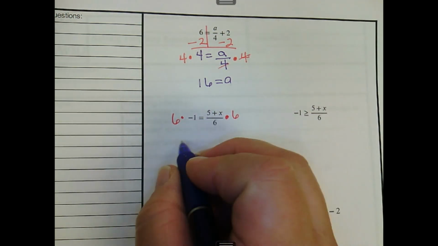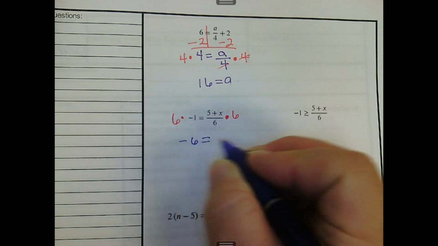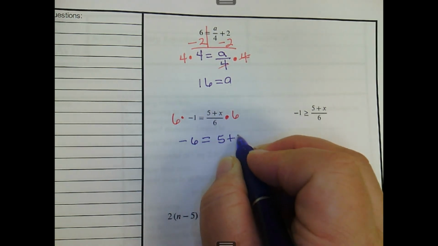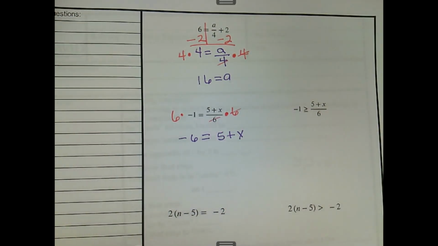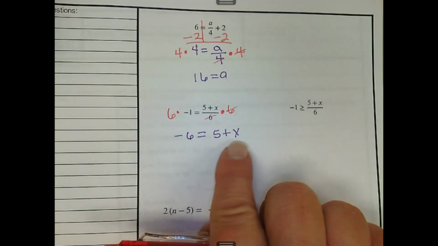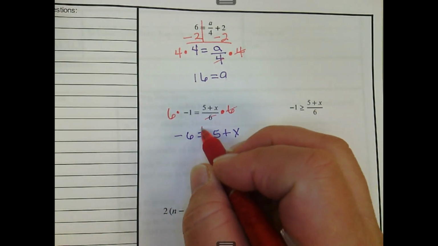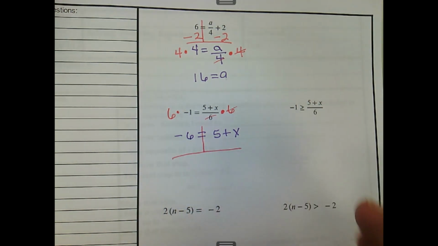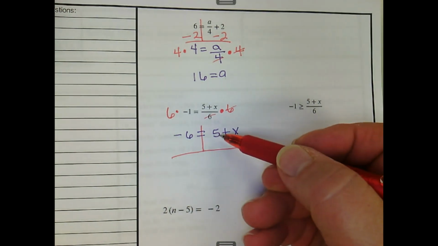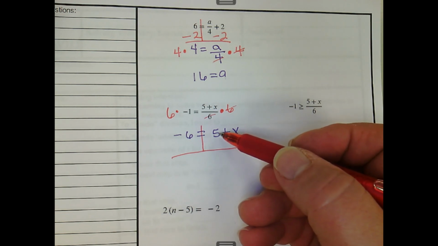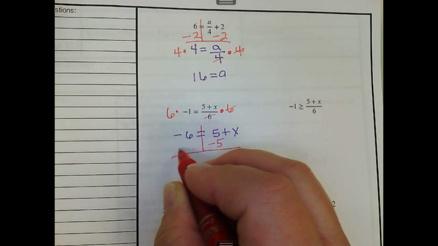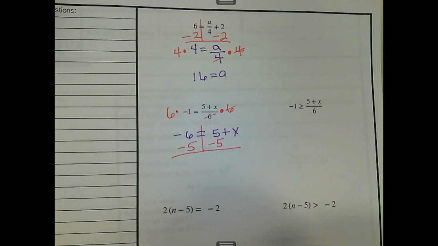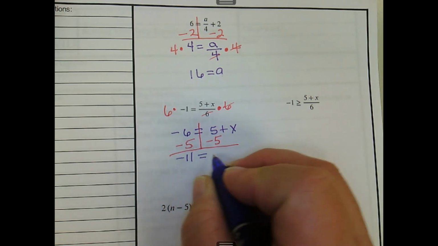6 times -1 is -6 is equal to 5 plus x. When we multiply and divide by 6, it undoes each other. Okay, next step, I've taken 5 and I've added it to x. This one's a little bit different because we want to remove the 5. It's a positive 5. What is the opposite of a positive 5? -5. So -11 is equal to x.